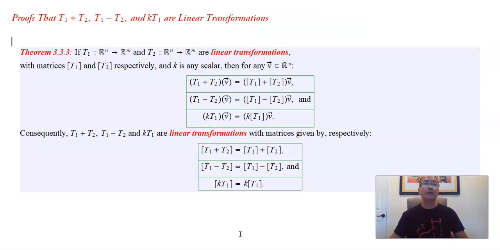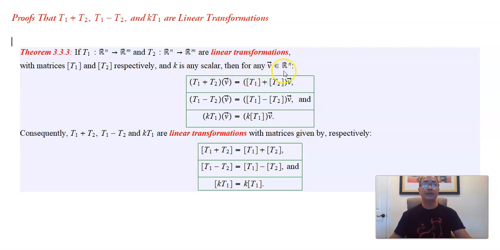All right, so now we are ready to prove that these combinations, T1 plus T2, T1 minus T2, and KT1 are actually linear transformations by creating matrices for them. Where will they come from? Of course, from the original matrices for T1 and T2. So we have T1 and T2, again, going from the same domain to the same codomain. We have matrices for them, matrix for T1 and matrix for T2, and we have a scalar K.